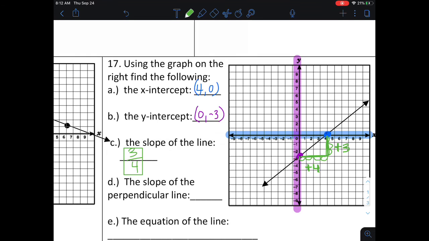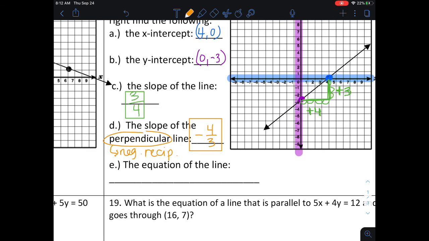The slope of a perpendicular line, all right. Well, don't forget, perpendicular means negative reciprocal, which means we have to flip and change. So since it was a positive fraction, now it's a negative fraction.